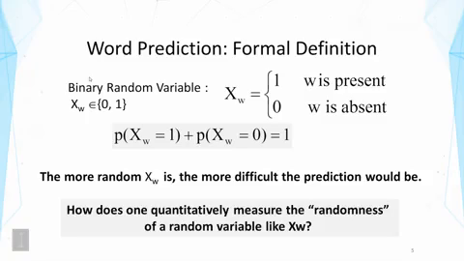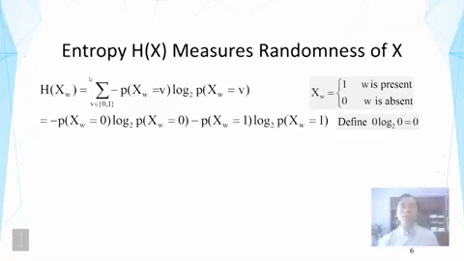Okay. So the intuition we discussed earlier can be formally stated as follows. The more random this random variable is, the more difficult the prediction would be. Now the question is, how does one quantitatively measure the randomness of a random variable like x sub w? How in general can we quantify the randomness of a variable? And that's why we need a measure called entropy. And this is a measure introduced in information theory to measure the randomness of x. There is also some connection with the information here, but that's beyond the scope of this course.